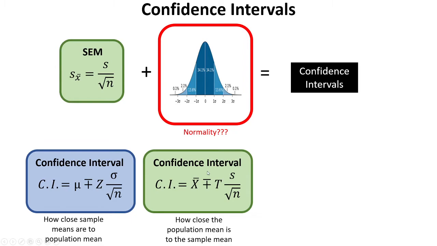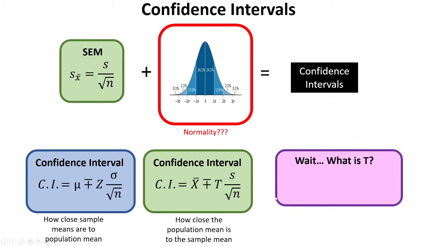We don't know the true value of the population standard deviation. We don't know the true value of the population mean. Because we're estimating, there's some uncertainty involved. And that uncertainty is represented by the fact that we're now going to use the t distribution as opposed to using the z distribution. Z was normal, t is a new distribution.